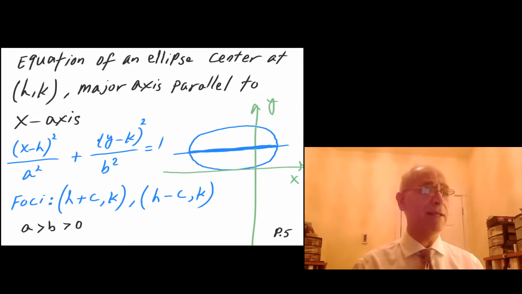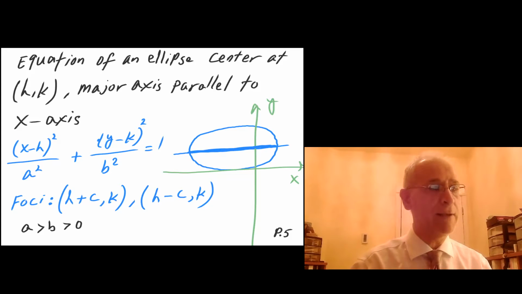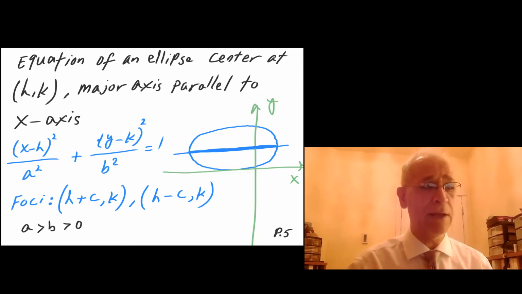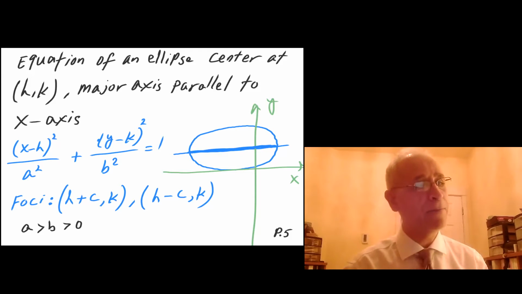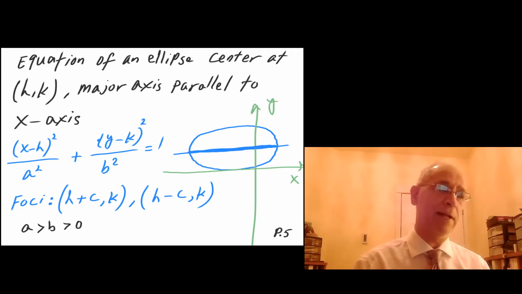With the understanding that the foci of this ellipse are, on the one side, at h plus c, comma k, and then h minus c, comma k for the other side. And a is greater than b, and b is greater than 0.